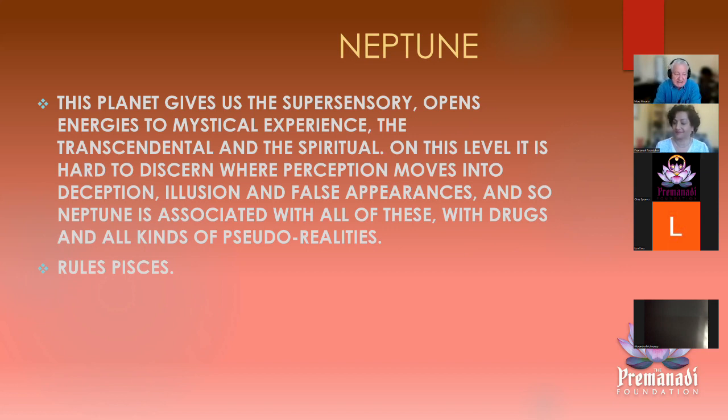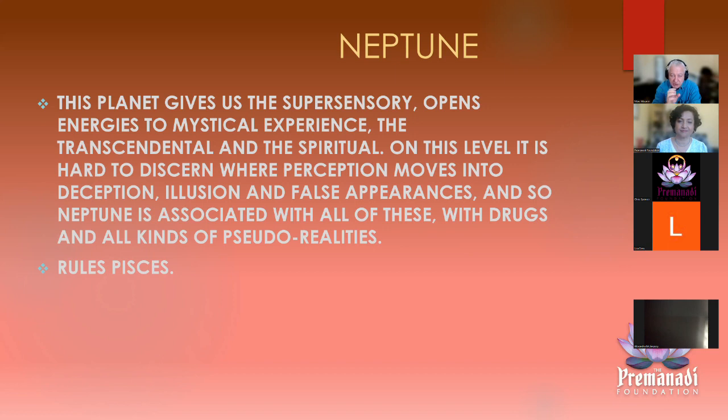Neptune is the ruler of Pisces. It is a planet that gives us all the supersensory. It opens energies to mystical experiences, with or without the supplements to achieve them. I'm talking about drugs and everything else. The transcendental and the spiritual. On this level, it is hard to discern where the perception moves into deception, and it is hard to discern when illusion and false appearances occur, because one of the typical things about Neptune is nebulosity, meaning things are not clear.